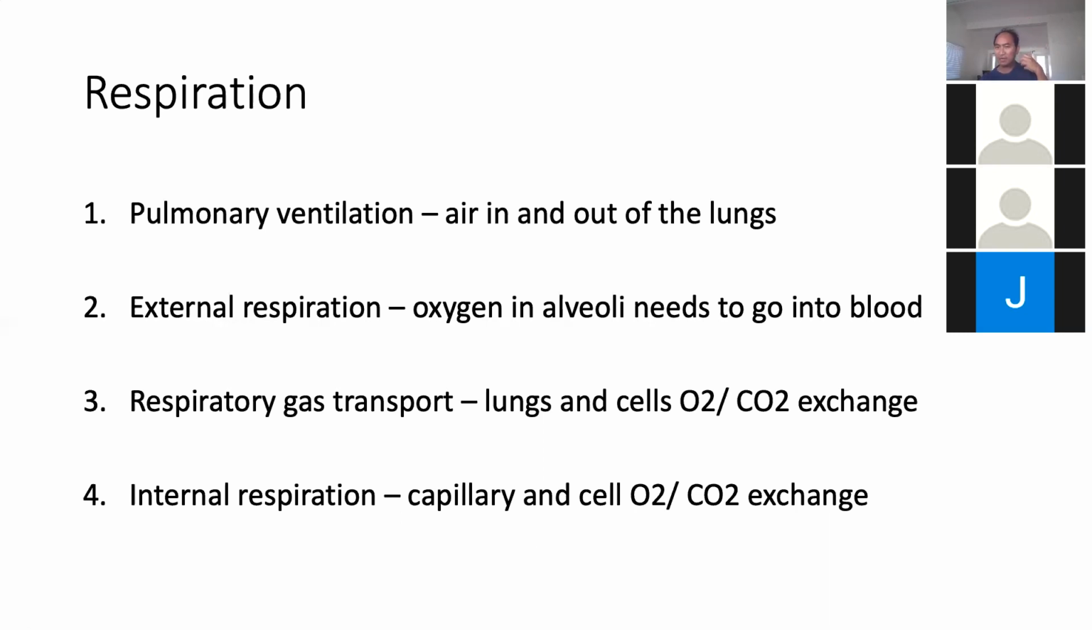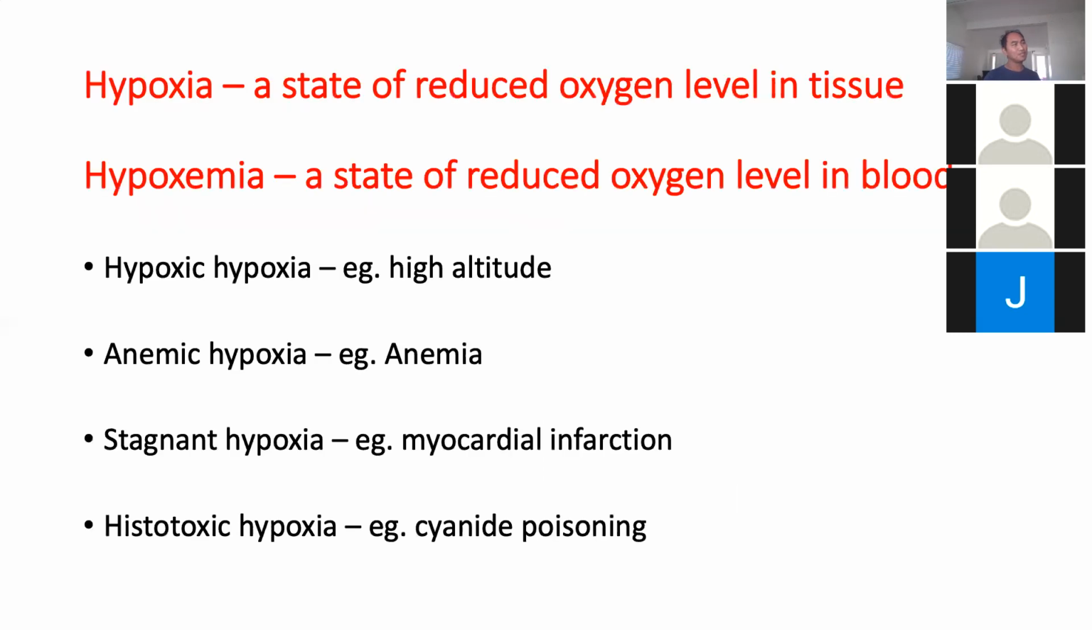So that is a multiple process which needs to get it right for us to stay like you and me. So if there is any problem, we will get into trouble. And we talk about hypoxia and hypoxemia. Hypoxia is the state of reduced oxygen in the tissue. Hypoxemia, emia is in the blood. So hypoxemia means reduced oxygen in the blood. And the 4 different types of hypoxia, which I want you to remember, are really, really important.